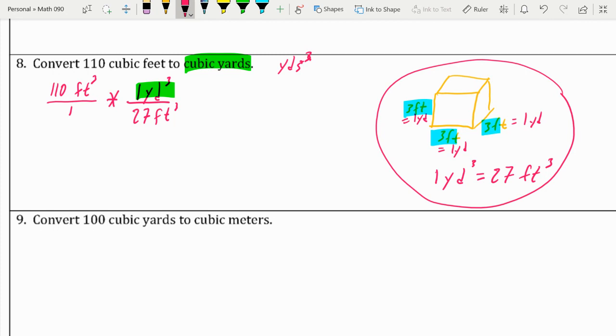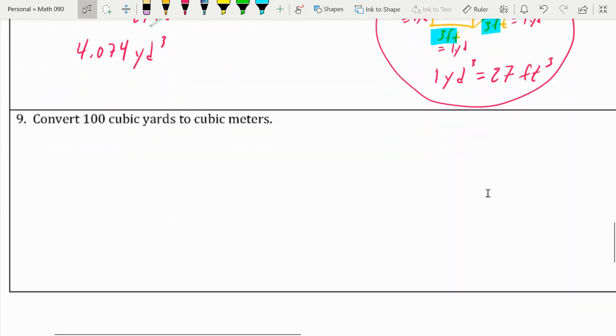It helped. So I know that cubic feet and cubic feet are going to cancel each other. So 110 divided by 27 ends up giving me 4.074 cubic yards. So it was a pain, but it wasn't so bad. Draw yourself a little cubic box there. Now, this one's going to be a pain.